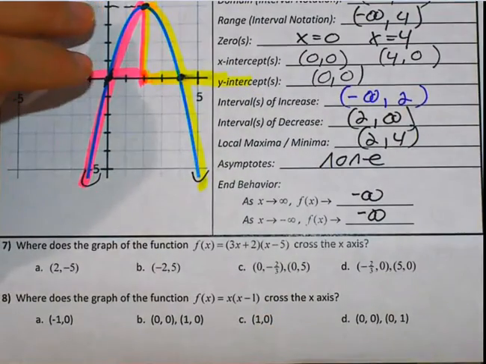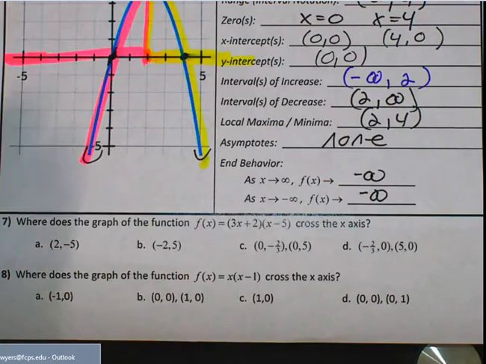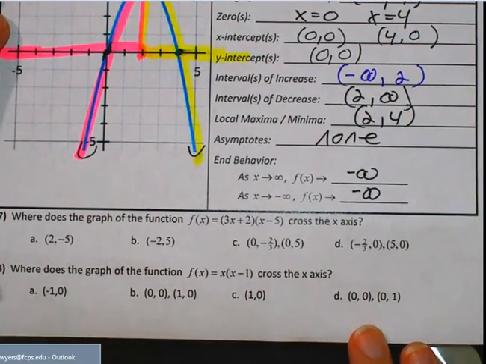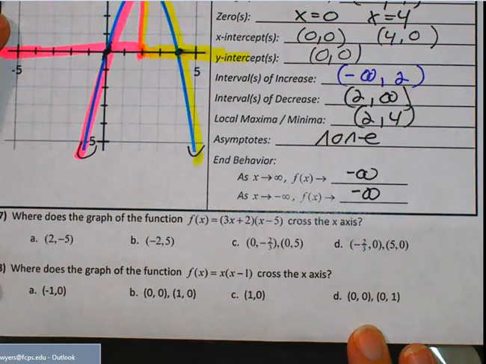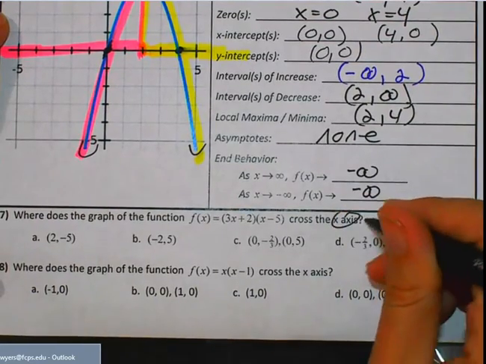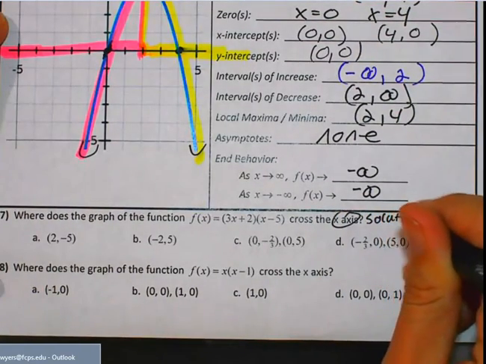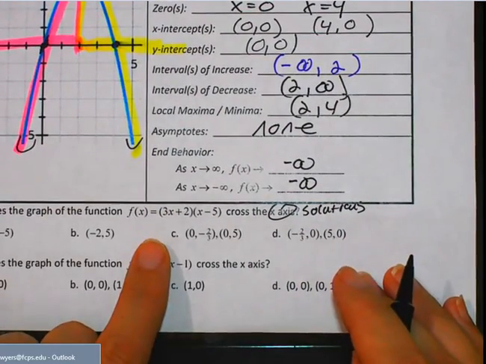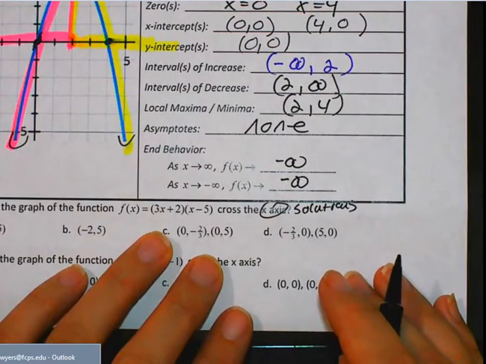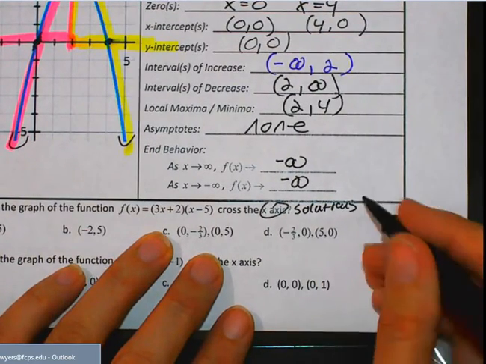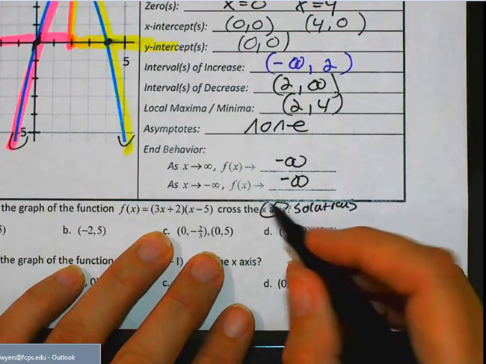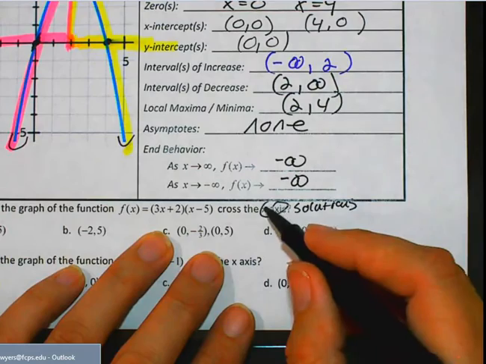Alright, we have one more question. Okay, the next question asks, where does the graph of the function f of x equals 3x plus 2 times x minus 5 cross the x-axis? So it's asking for the solutions. And in order to find those solutions, you're going to set each of the factors equal to 0, and then solve, and that'll be the x value, which is the x-coordinate of the place where the function crosses the x-axis.